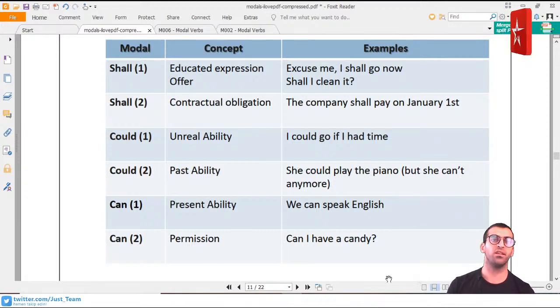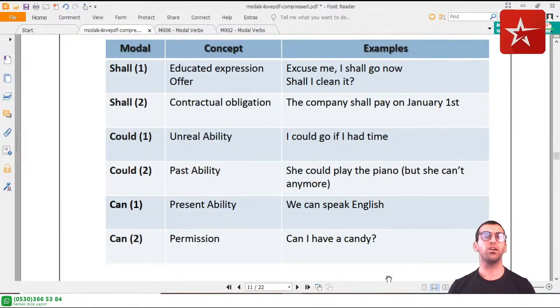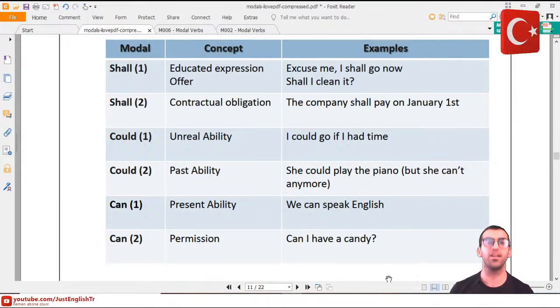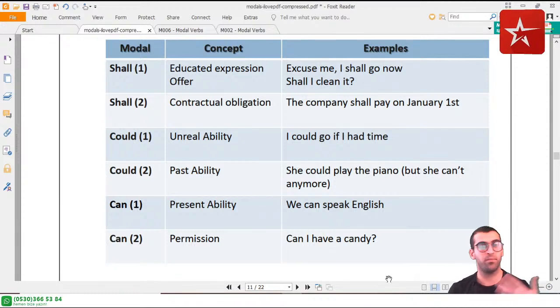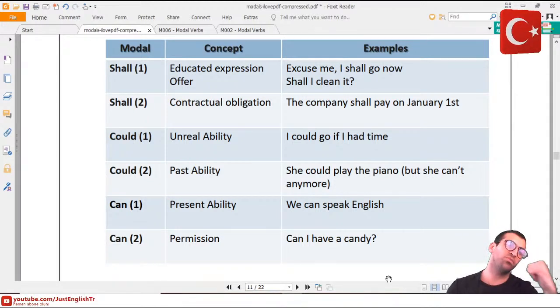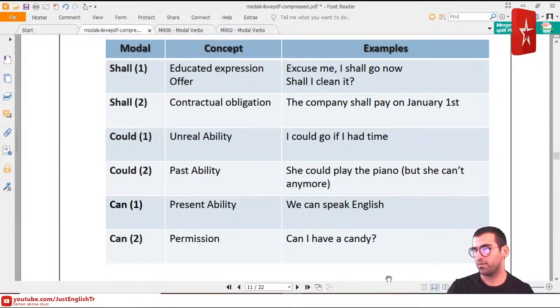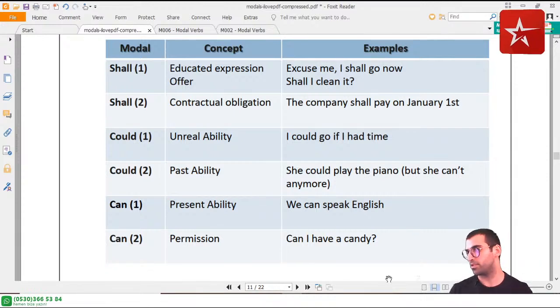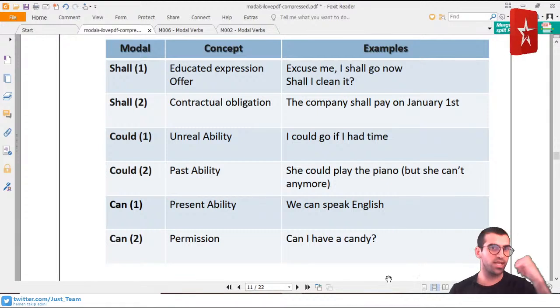Could. Unreal ability. For example, I could go if I had time. I could visit so many countries if I had lots of money. So it is unreal ability, like ability, something like could be, but it is unreal. For example, if I had a car, I could travel, I could go around Istanbul, right? Good.